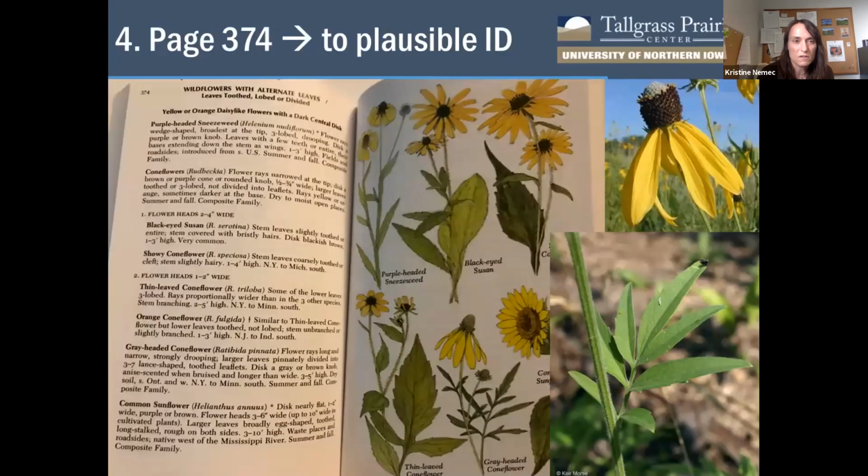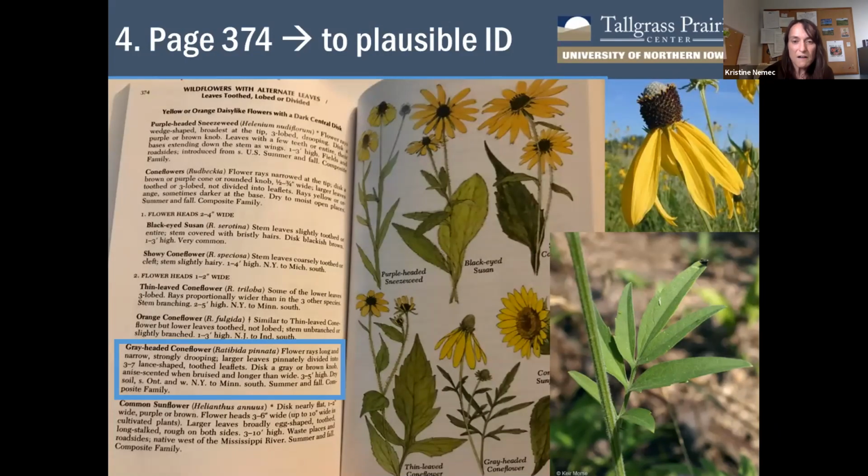So here's the picture of the flowers opposite 374. Looks like only one is with the petals clearly drooping down from the cone. And it says that's gray-headed coneflower. I think I feel pretty comfortable with that. I hope you do too.